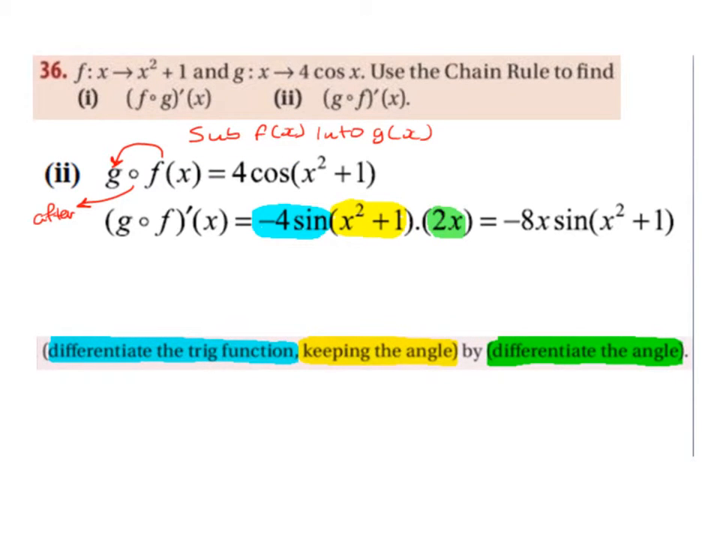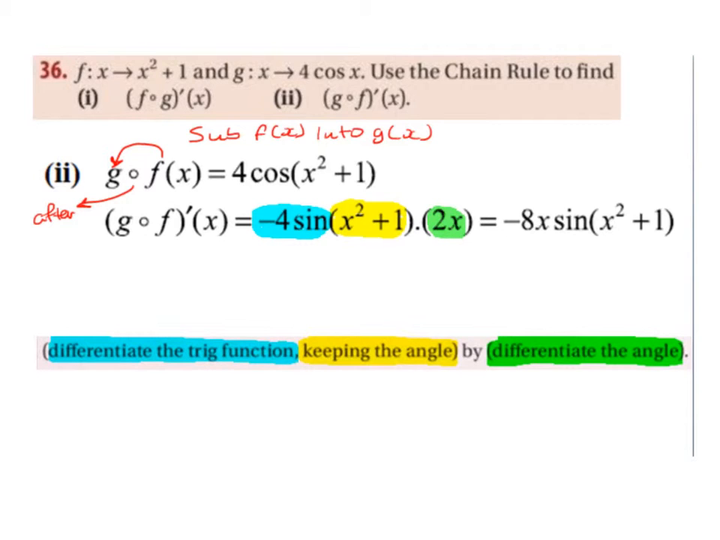So part 2 is g after f of x. So we're going to sub f of x into g of x. So we're going to sub x squared plus 1 into 4 cos x. So first we're going to take our x squared plus 1 and sub it into that x. So we swap that x for a set of brackets, and x squared plus 1 goes into those brackets. So g after f of x is 4 cos bracket x squared plus 1 bracket. So now that we have subbed one function into the other, now we can differentiate.